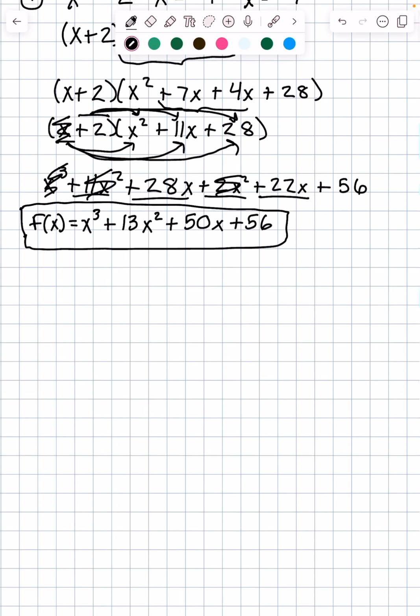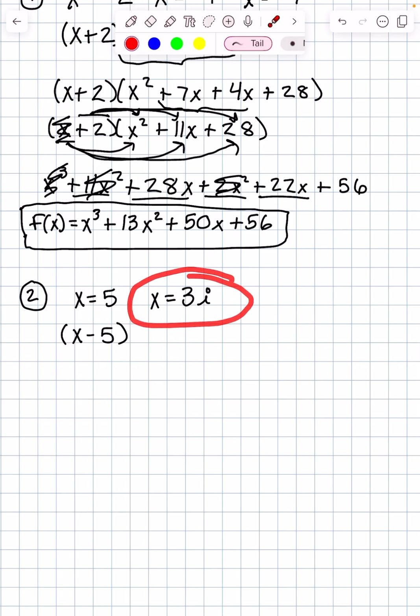Okay, let's do one more example here. So let's say I have x is equal to 5 and x is equal to 3i. Okay, so let's think about our factors here. So to get x is equal to 5, obviously that would just be x minus 5. Okay, but then keep in mind, this is kind of a trick question, because if I have an imaginary number, that means I would have had to use the quadratic formula, right?